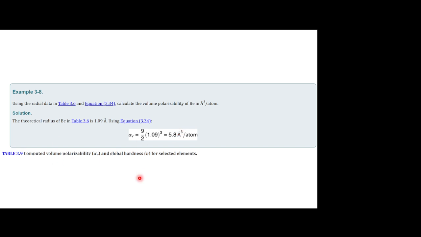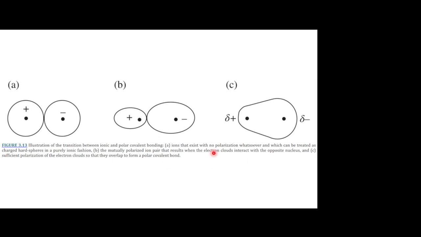Now let's look at this. Okay, so this right here is some of the illustrations of transitions going from ionic to polar covalent.